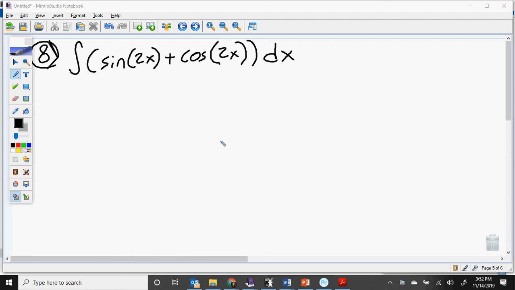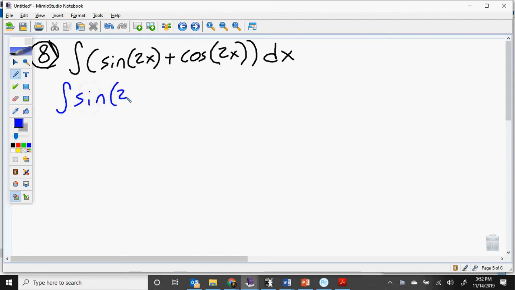So we're on problem set 6, and we're going to do problems 8 and 9 in this video. So here's problem number 8. I need to do a u substitution. Maybe you'll notice what's different about this one is that it is plus, not multiplied together. And so that's key because it means that I'm allowed to break this into two separate integrals.